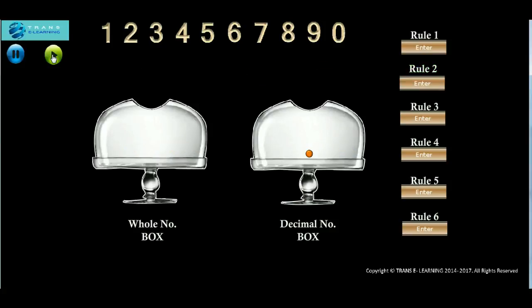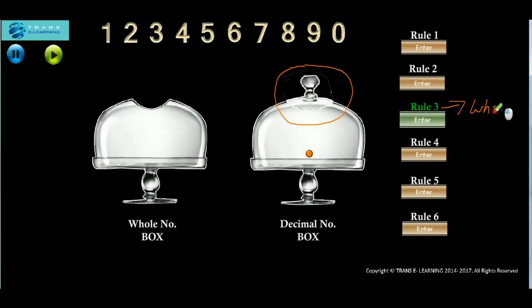Let's see rule 3 now. I have pressed rule 3 and the button has changed into green. Now the digits will enter as per rule 3. Here you can see that this decimal number box has been closed. That means that this rule 3 is applicable only for whole numbers.